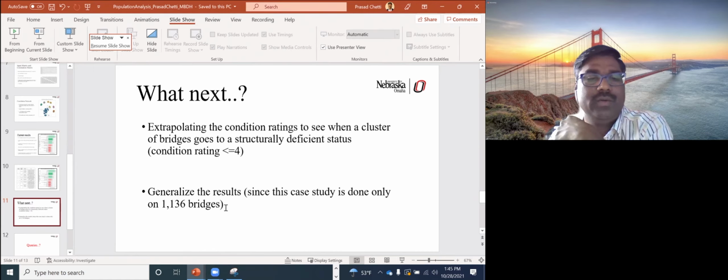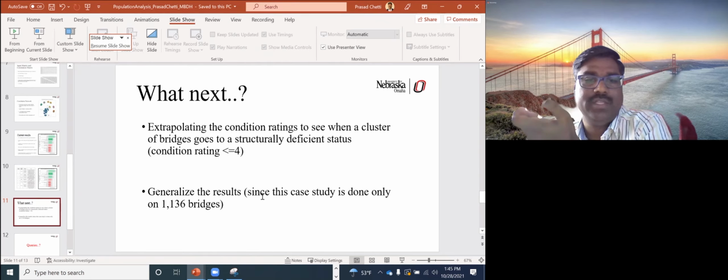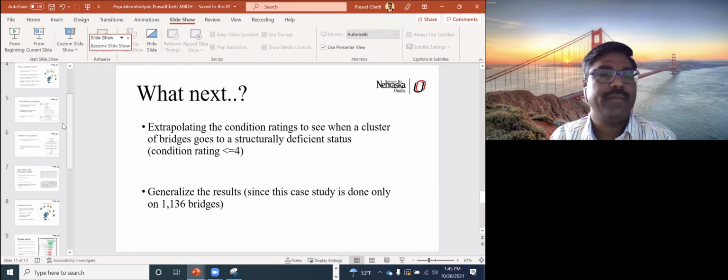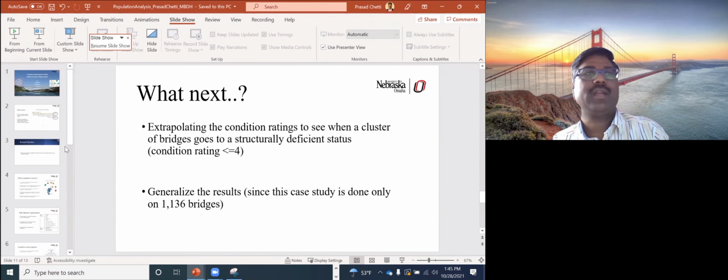And we also want to generalize the results, since this is a small sample with 1136 bridges, whereas the NBI dataset has more than 600,000 bridges. So we just want to generalize the results in future. This is a population analysis technique where we compare one group of bridges with other groups to find the significantly enriched parameters.